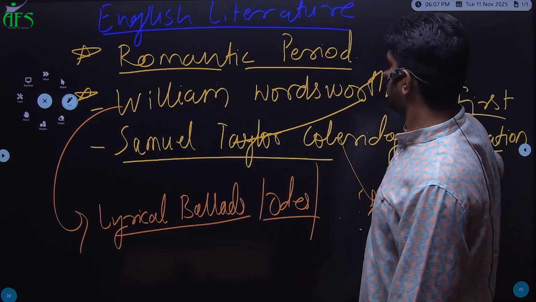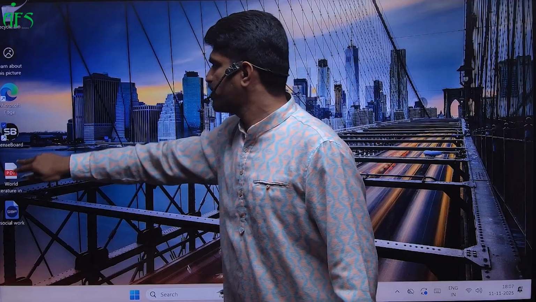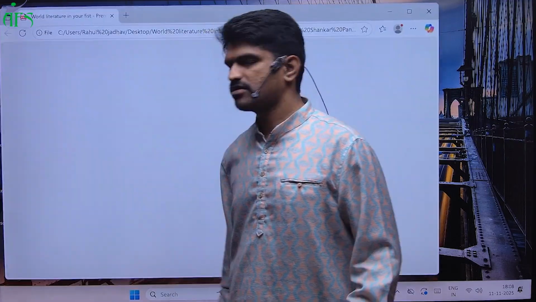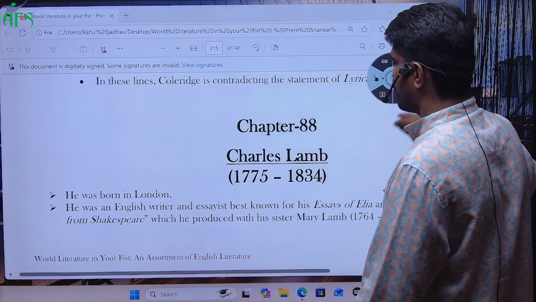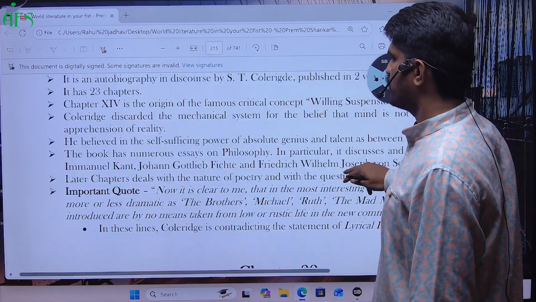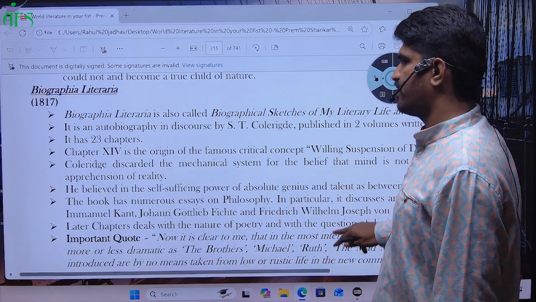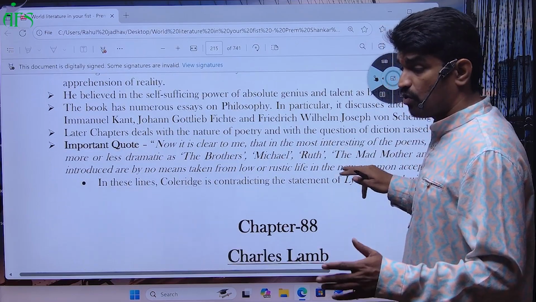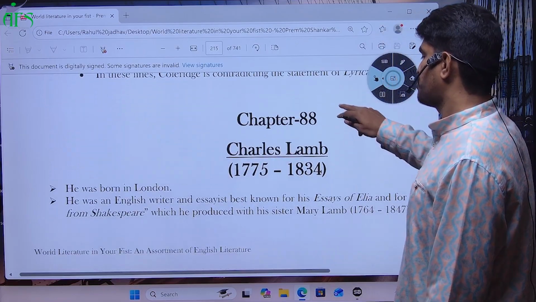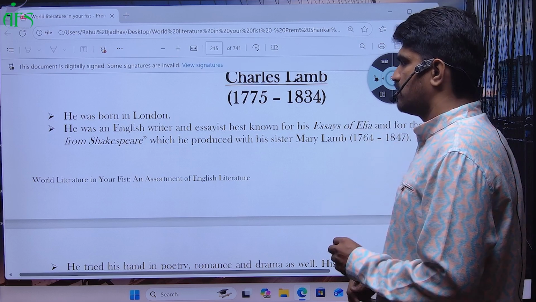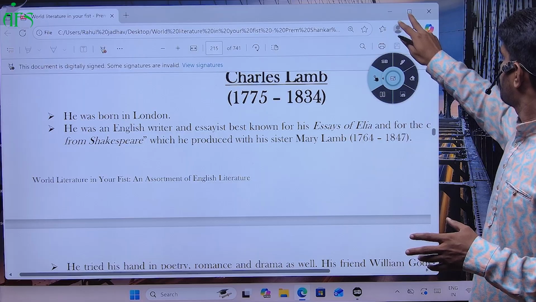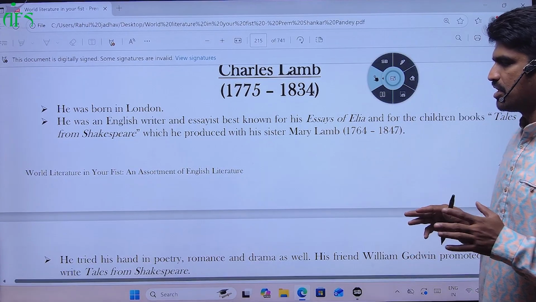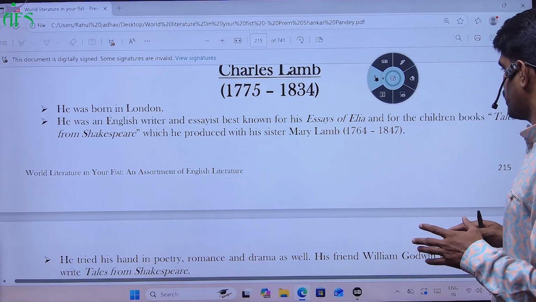Now let us start discussing one of the prominent figures that we have yet to continue with. We have talked about so far William Wordsworth and Coleridge's Biographia Literaria. Now we are going to continue with Charles Lamb, again one of the prominent figures of English literature, right? So let's start talking about Charles Lamb, who remains one of the significant figures.